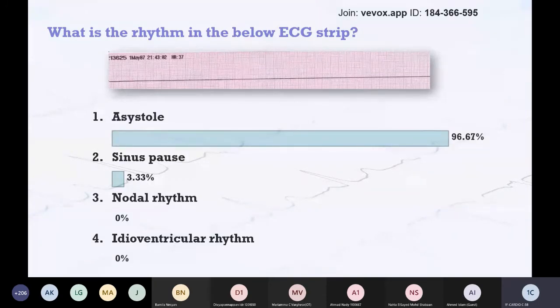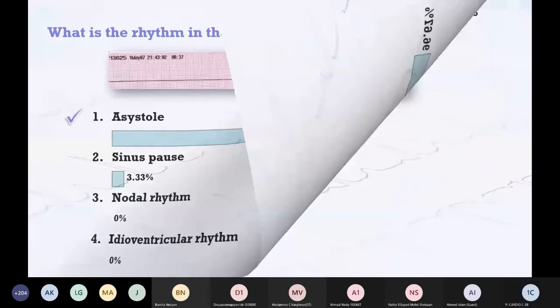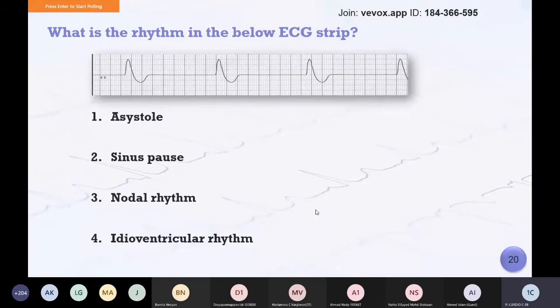Excellent, guys. So 96% said asystole, but few people said sinus pause. Sinus pause again, guys, means that you have a normal heart, then it stopped only for a few seconds, then it starts to work again. But here we can see nothing but a flat line. So the flat line means asystole. Asystole means no systole or no contraction. So the heart stopped. So what do we have to do for such a patient? This only needs chest compression. Good, guys. So this one I think is easy.